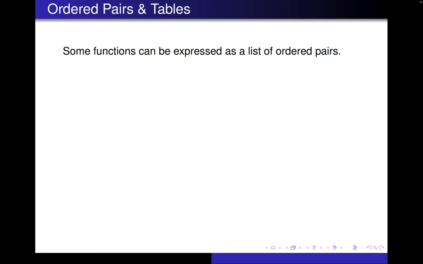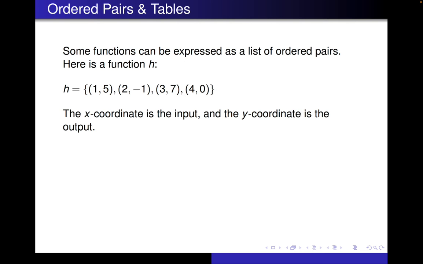Some functions we can just express as a list of ordered pairs. So here's a function h just as a list of ordered pairs. h is equal to, we've got the curly brackets indicating that we have a set: (1, 5), (2, -1), (3, 7), and (4, 0). So how does this relate to inputs and outputs? Well, if you look at the x-coordinate, that's the input. The y-coordinate, that's the output.